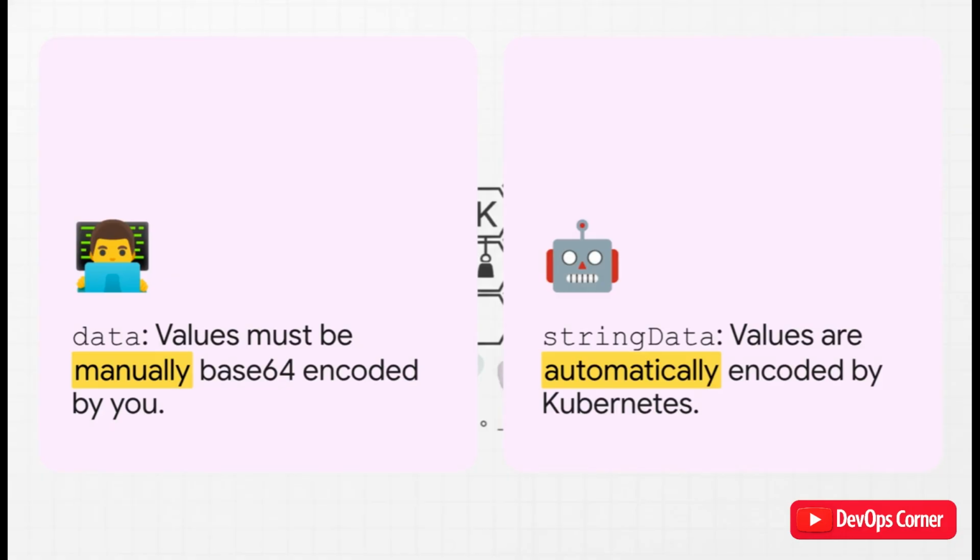When you create a secret, you can use two different fields, data or stringData. If you use the data field, you have to manually base64 encode your values before you put them in the YAML. It's a pain. But if you use stringData, you can just paste the raw plain text value and Kubernetes does all the encoding work for you. Trust me, you'll want to use stringData.